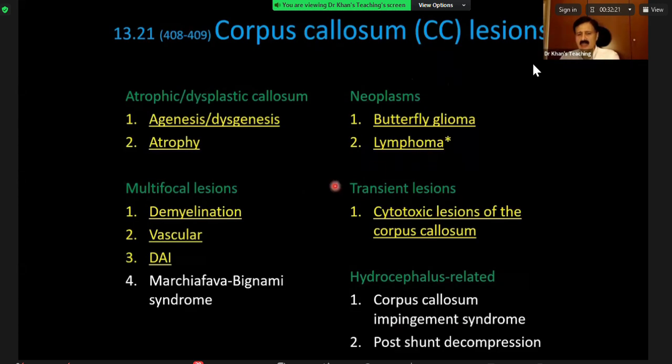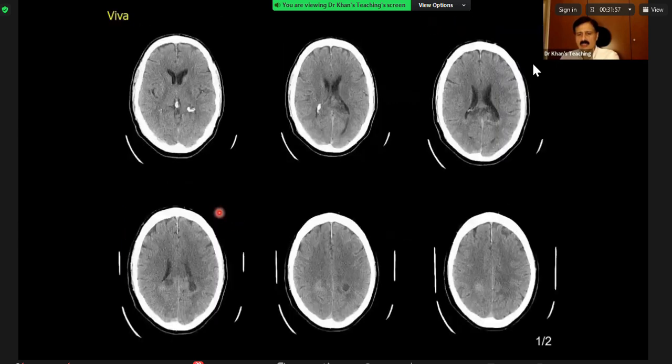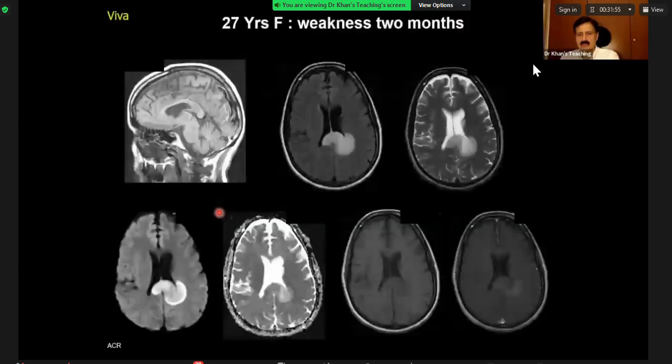But diffuse axonal injury is very important. I'm not going to show you a diffuse axonal injury, which we will cover in trauma. But tumefactive MS, always keep it in your mind. It has come in the exam. Tumefactive MS is a type of MS which appears like a tumor. Actually, it's a big lesion, and you will confuse it with a tumor. So this is a case of tumefactive MS.